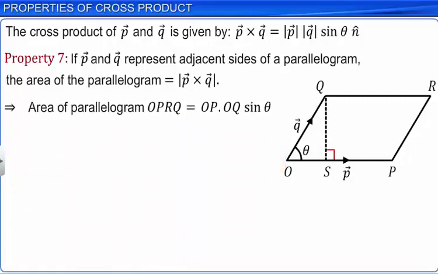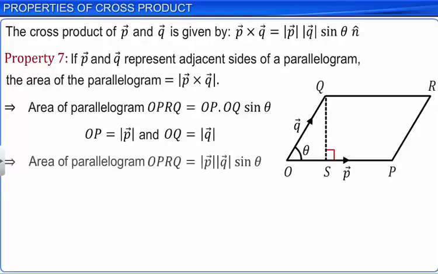Now, OP is equal to the magnitude of vector P and OQ is equal to the magnitude of vector Q. This implies that the area of parallelogram OPRQ is equal to the product of the magnitudes of vectors P and Q and sine theta. We know that the product of the magnitudes of vectors p and q and sine theta is equal to the magnitude of the cross product of vectors p and q. Thus the property is proved as shown.